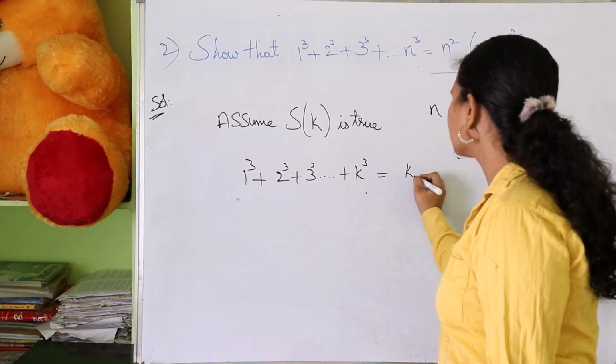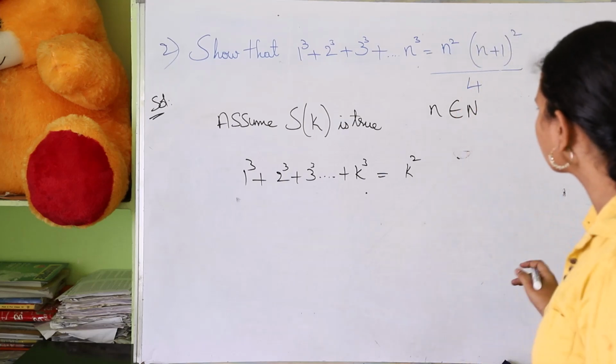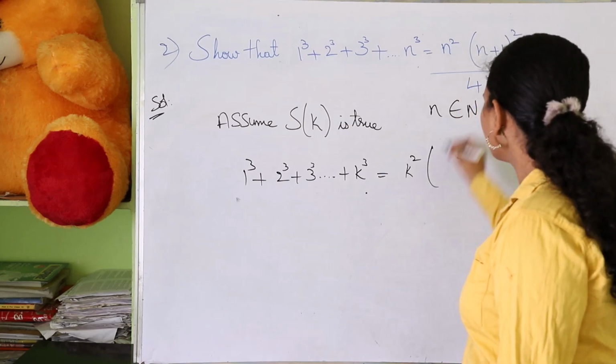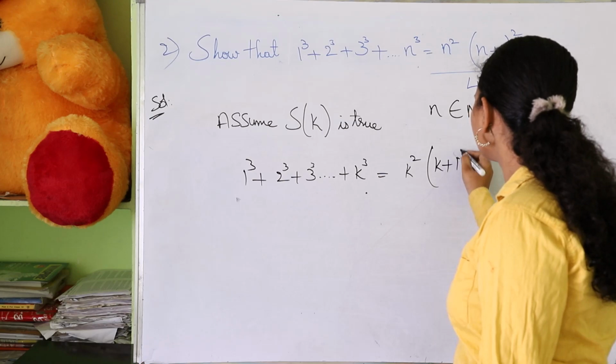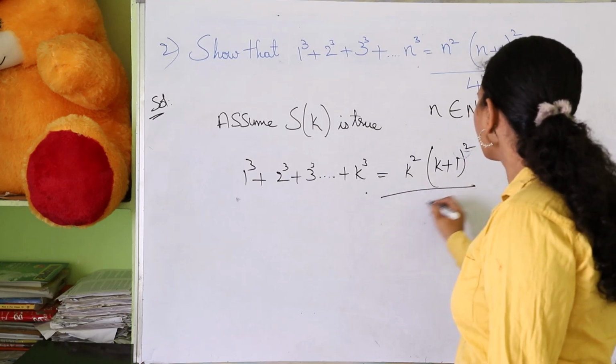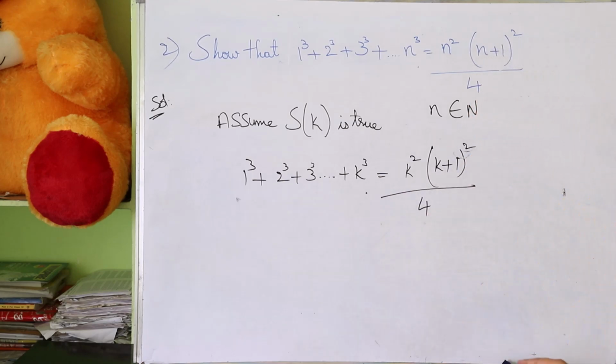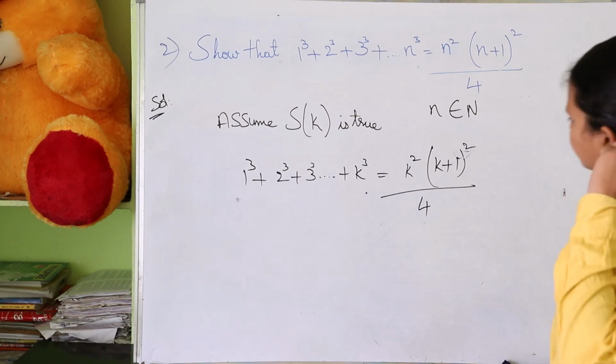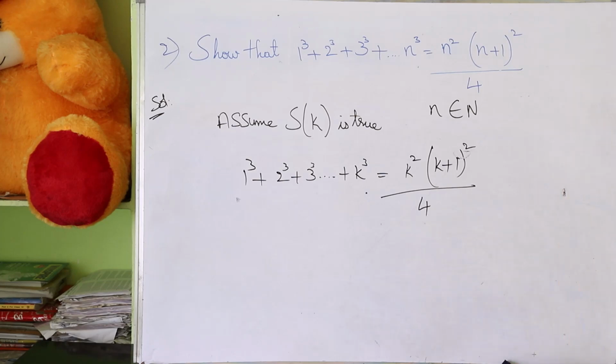Instead of n square, I would write k square, into, instead of n, k plus 1 whole square by 4. Clear? K square into k plus 1 whole square by 4.